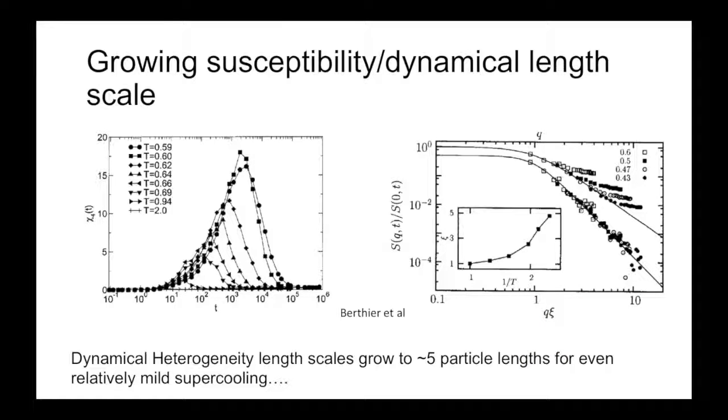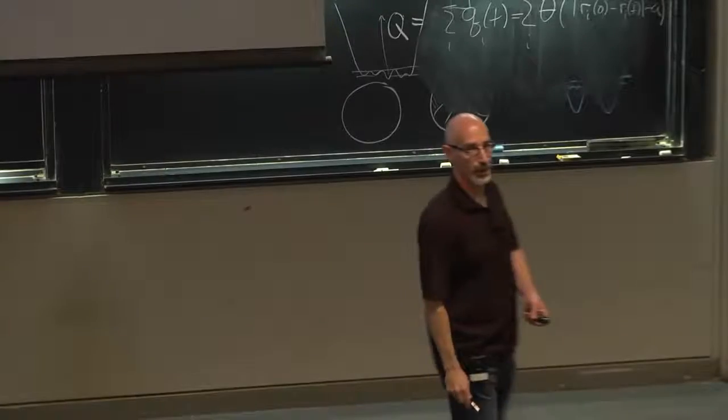This is on a log scale. And the height associated with the susceptibility is growing as supercooling progresses. And this isn't even a very low temperature. You see it's very, very sensitive to lowering the temperature. So basically, this signals the idea that there is a growing length scale in the system.